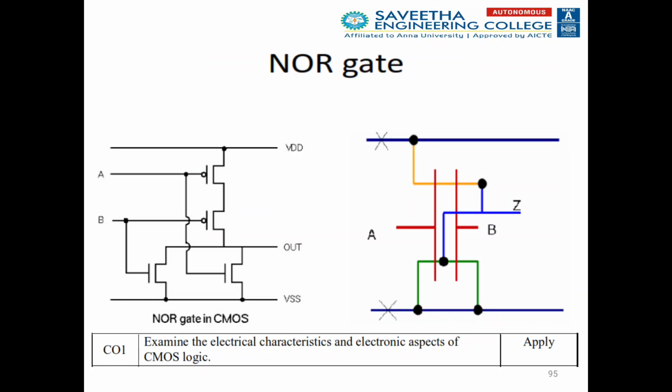Two-input NOR gate, the inverse of the two-input NAND gate. Here Y equals A plus B whole bar, meaning both transistor inputs A and B in the NMOS pull down network are in parallel. But in the PMOS transistors they should be in series, and the corresponding stick diagram is given here.